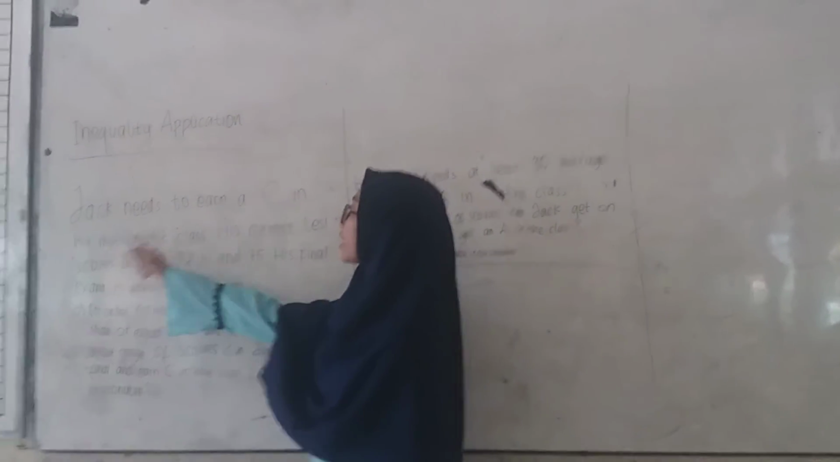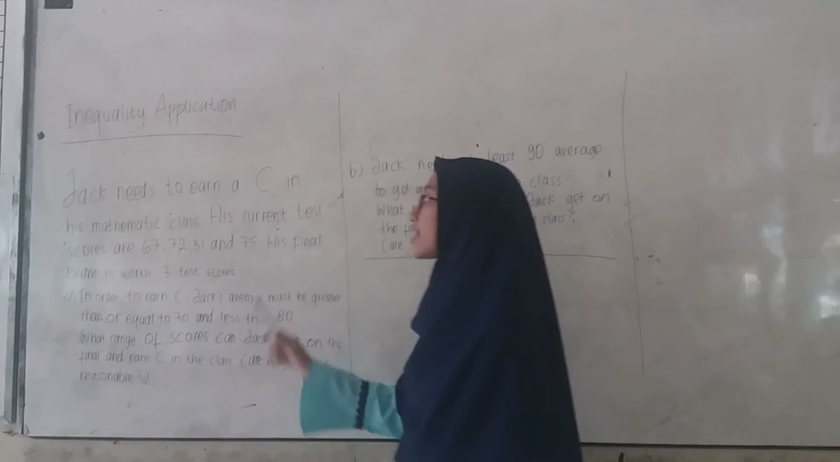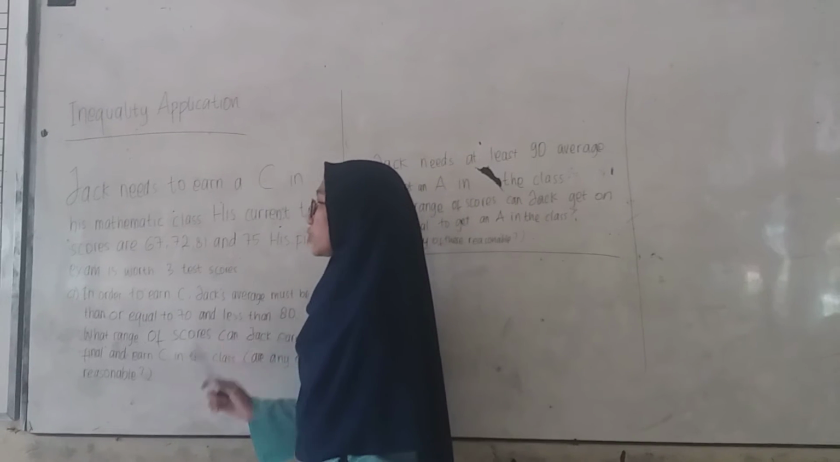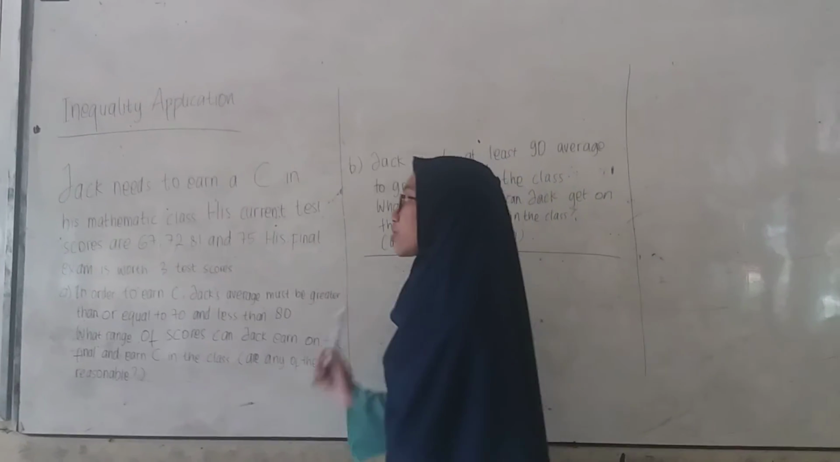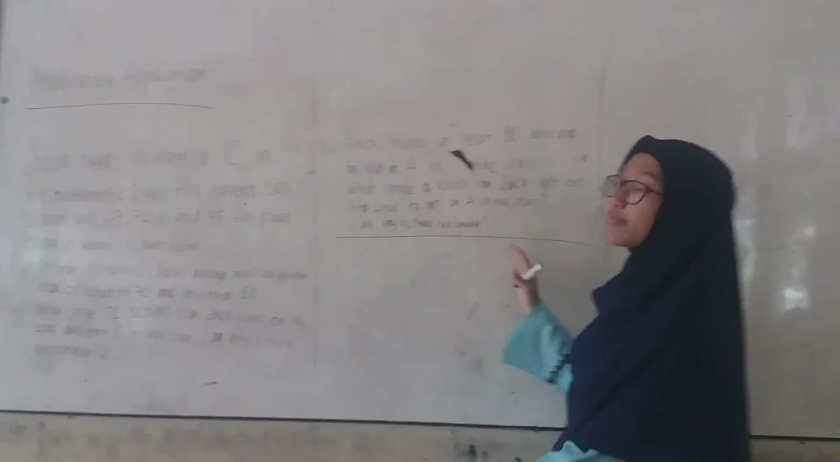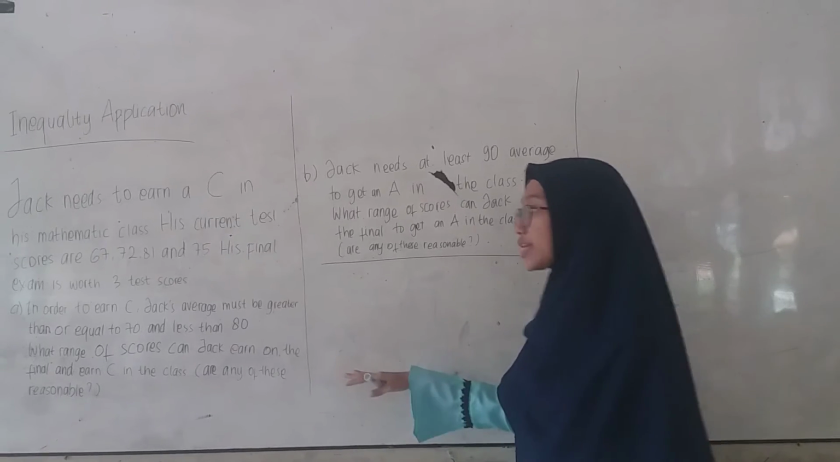The problem is Jack needs to earn a C in his mathematics class. His current test scores are 67, 72, 81, and 75. His final exam is worth 3 test scores. And we have 2 questions in here, but I will solve this question one by one. So let's focus on the first question.